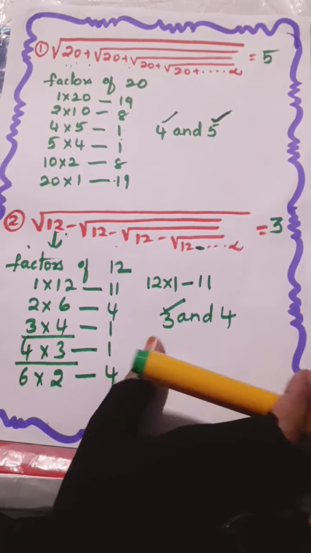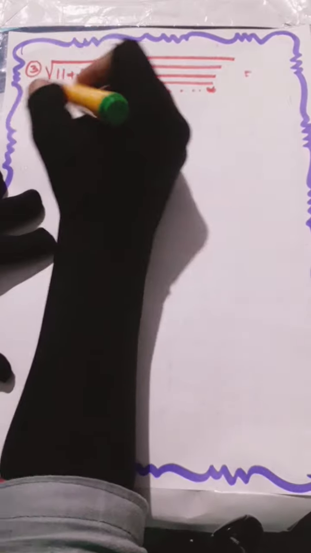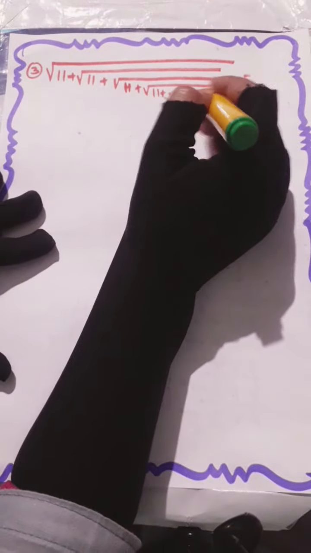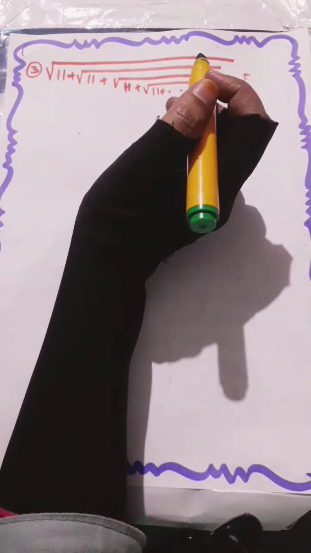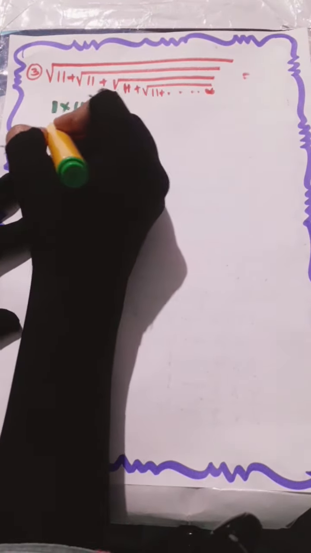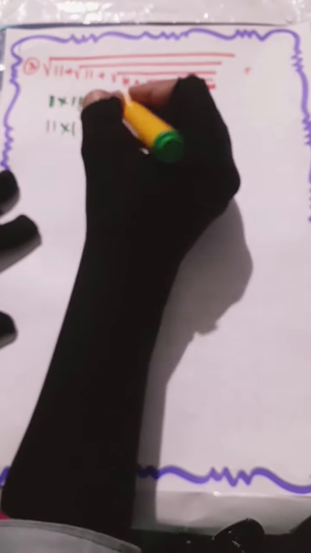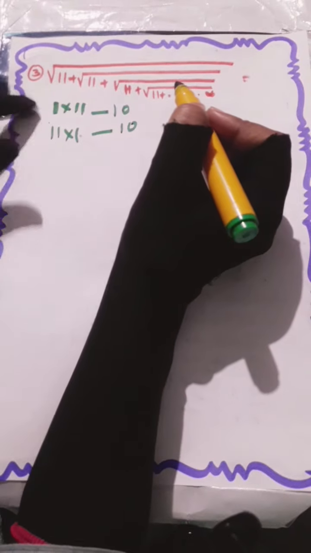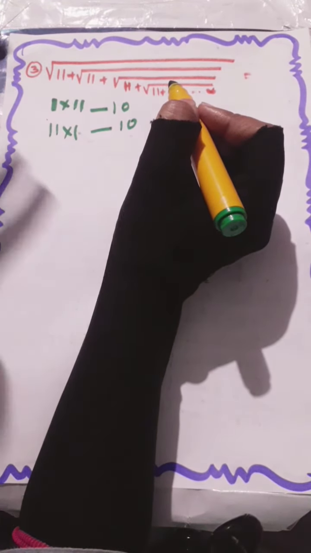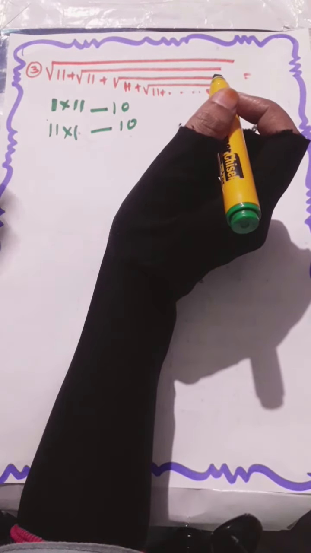Okay, so our next question is, see here, under root of 11 plus under root of 11 plus under root of 11 plus under root of 11 plus dash dash dash. Okay, now what are the factors of 11? 1 11s are 11, 11 1s are 11, but the difference of these two numbers is 10. Why? Because 11 will not come in other tables, only in two tables it will come. Then we want 1, but here it is not there.